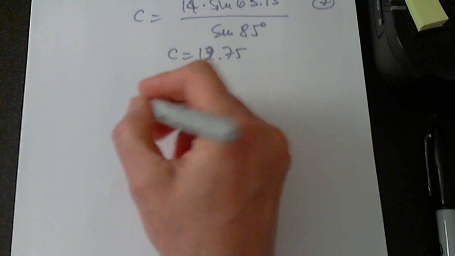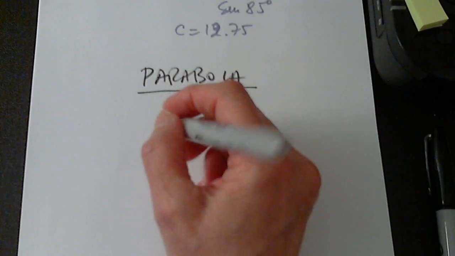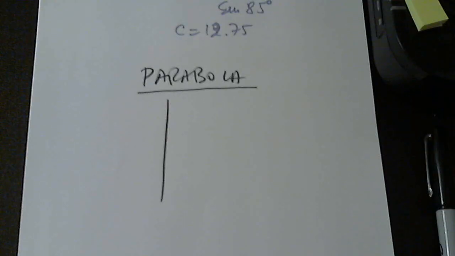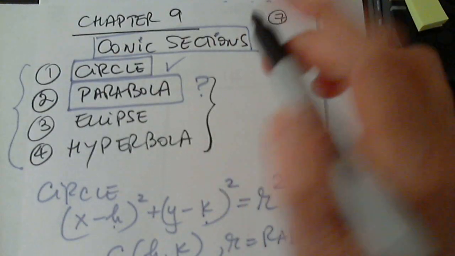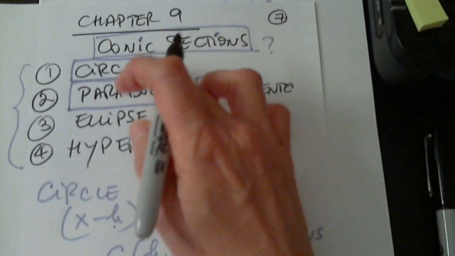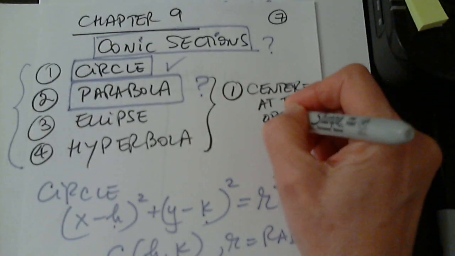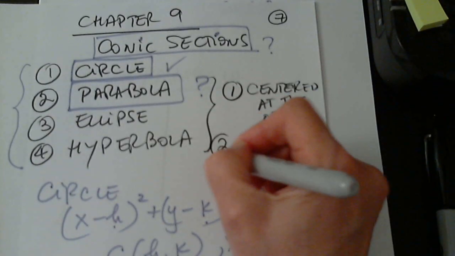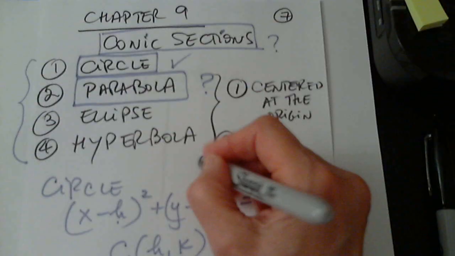So, parabola. A slightly different definition than the one we looked at before. So here it is. We're going to look at two different steps. Step 1, centered all of them at the origin. And step 2, slightly more difficult, more complicated, not centered at the origin.